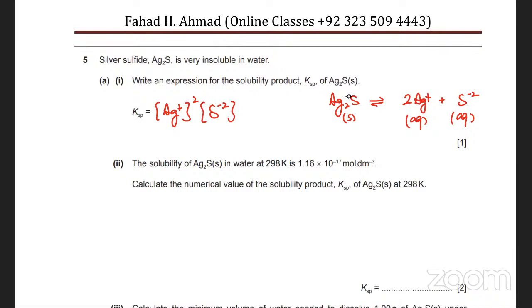And now I think it's the reverse. He's still asking for KSP. So weak question. He gave us कि इतना dissolve हो रहा है. That's 1.16 times 10 power minus 17. So that means a very small amount dissolves. So the silver ions will be double the amount. It's going to be 2 times 1.16, and this will be 1.16, times 10 power minus 17.